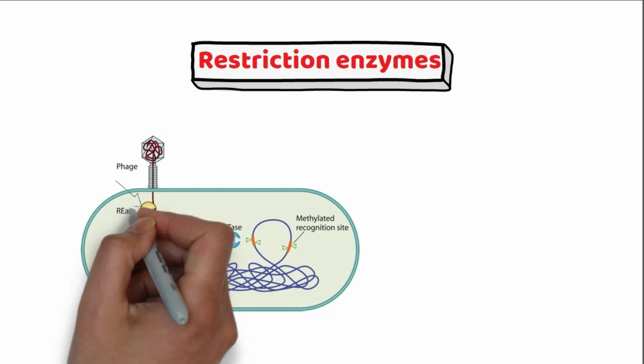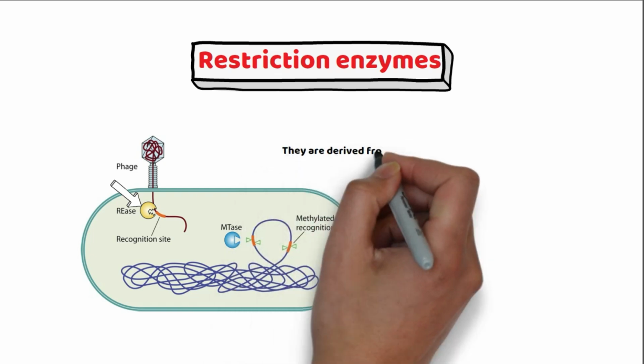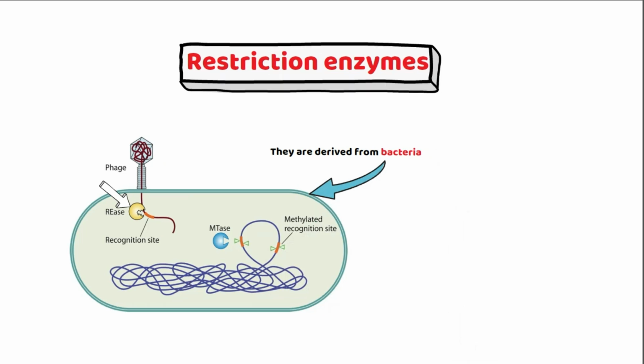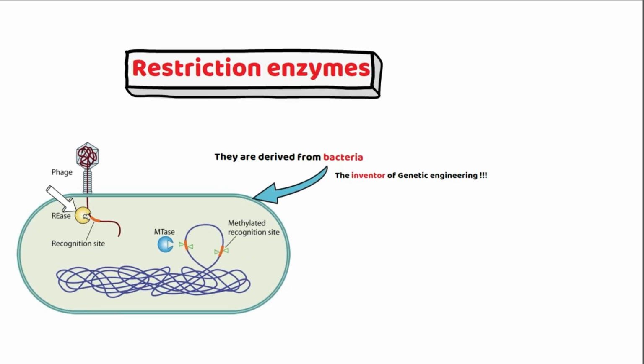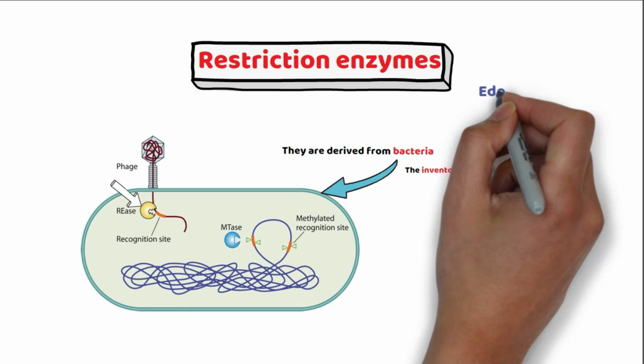Okay, so the source of these restriction enzymes is bacteria, and the bacteria are considered the inventors of genetic engineering. Okay, sometimes restriction enzymes are called endonucleases. Why are they called by this name, endonucleases?